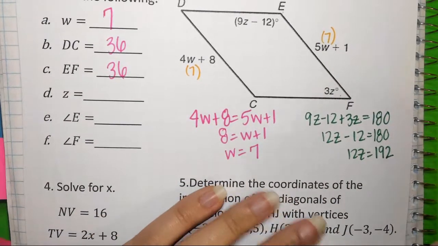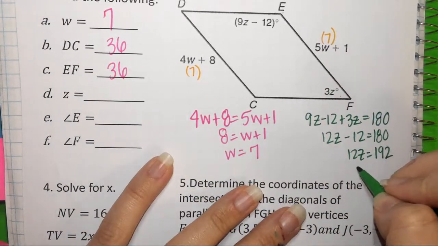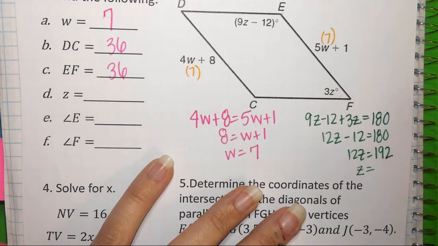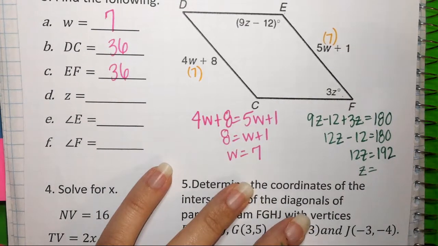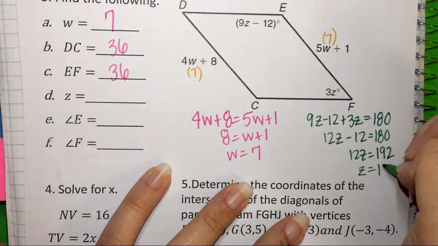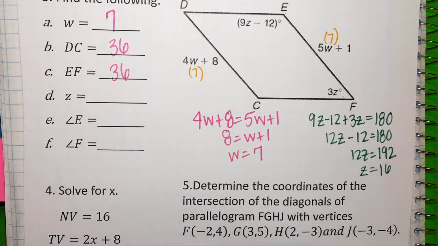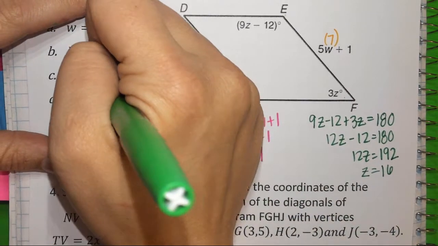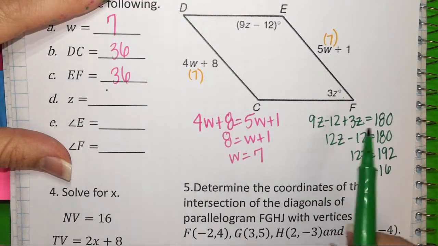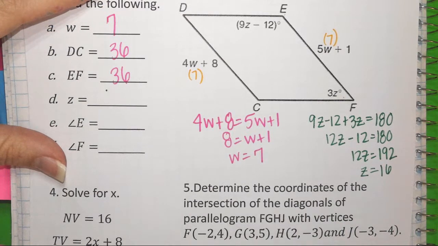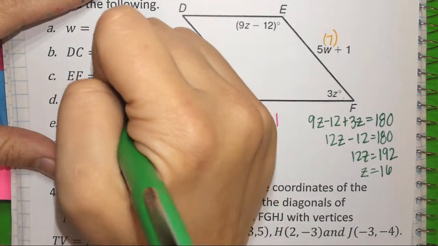And then Z equals 192 divided by 12 is 16. Well, then, make sure you plugged it in right. 9Z plus 3Z. Alright, so we have 16 here.